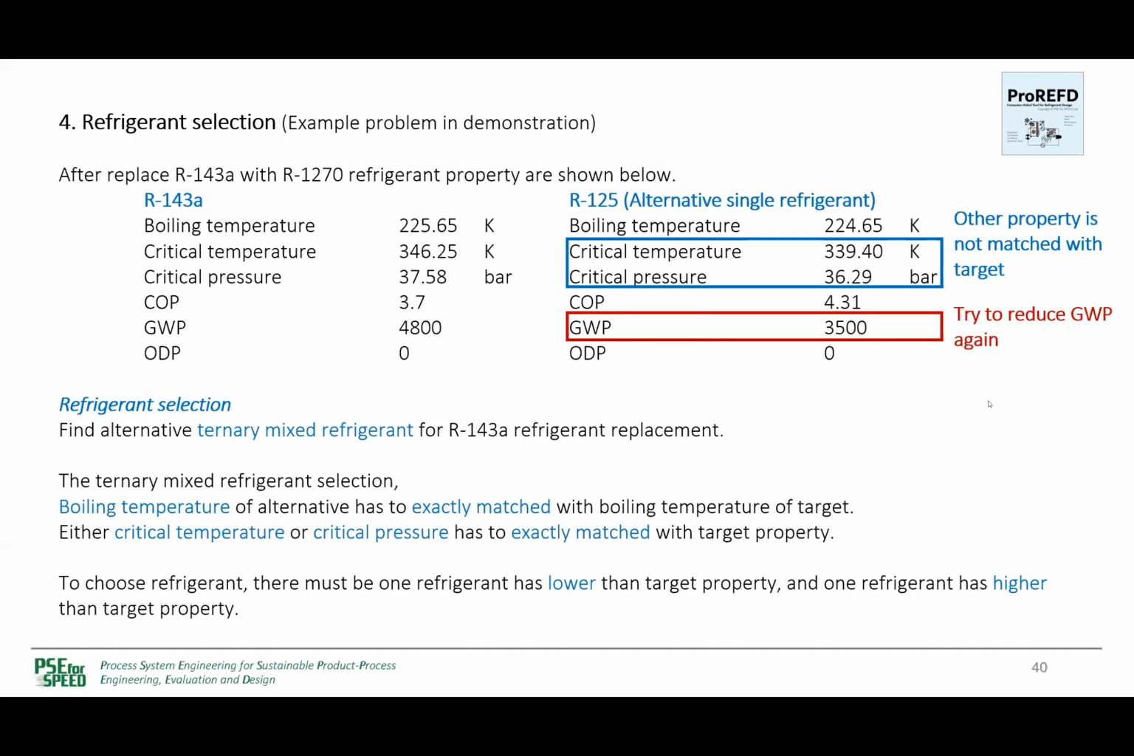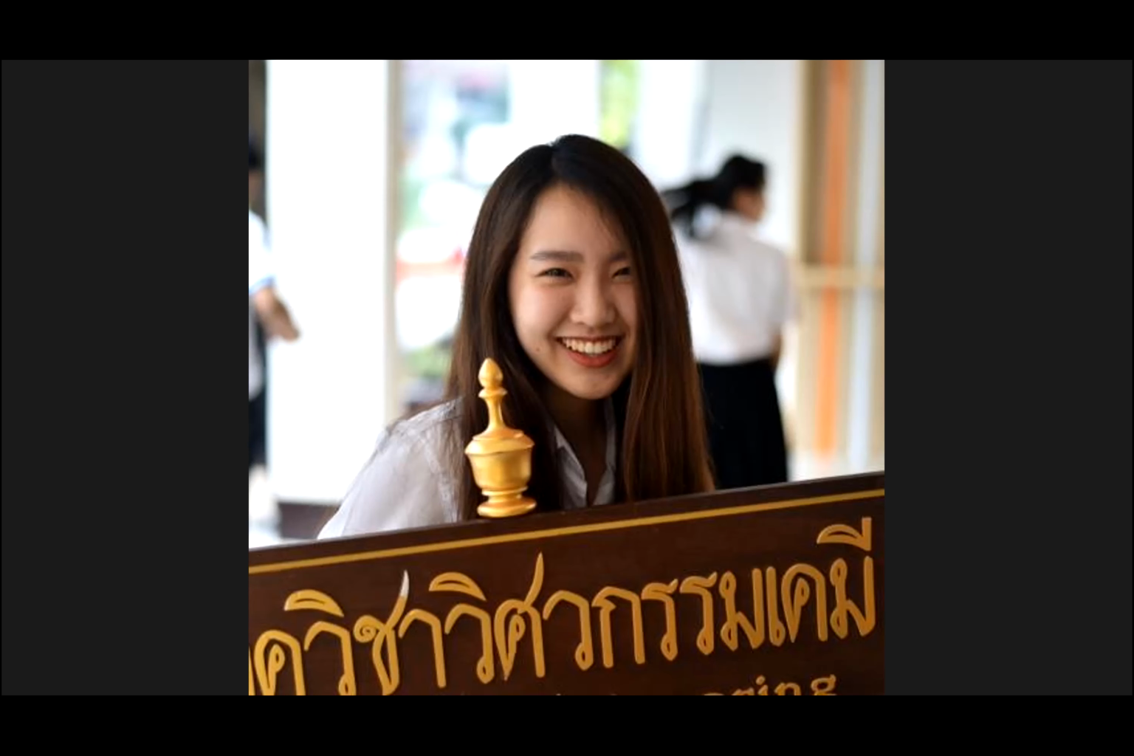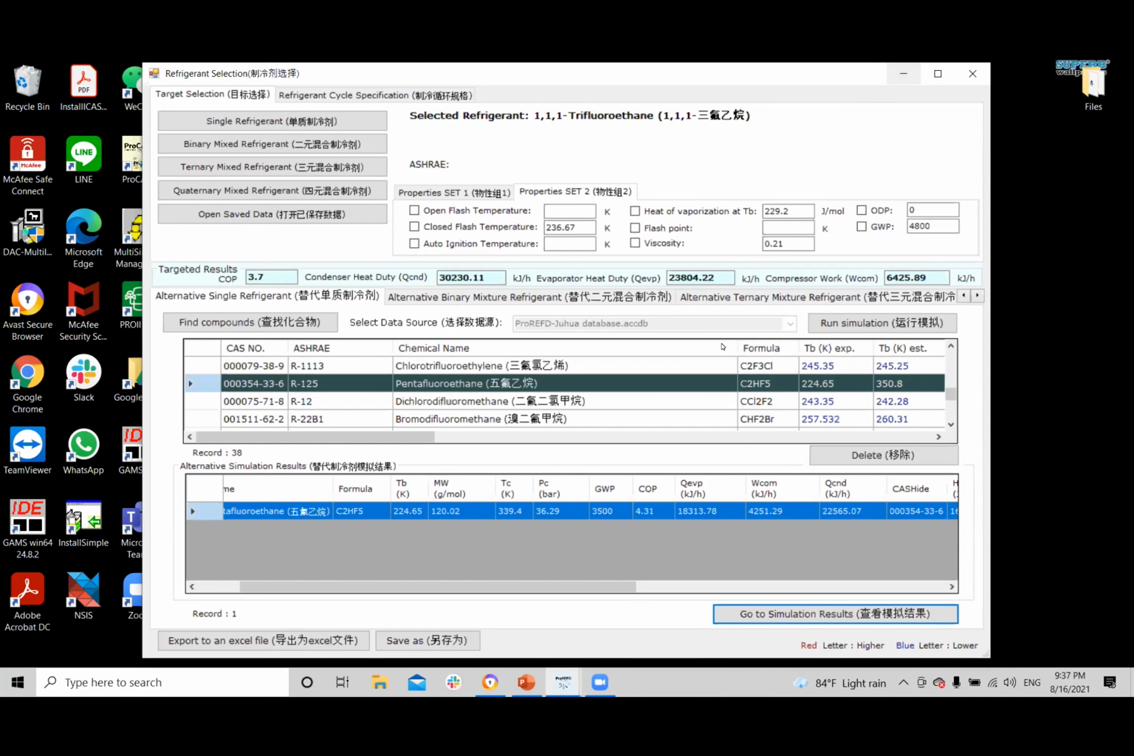Okay, now Siriporn is going to demonstrate how to find the alternative ternary mixed refrigerant. Here, the boiling temperature of alternatives should exactly match the target. Either critical temperature or critical pressure should exactly match the target property. Also, there must be one refrigerant with lower than target property and one refrigerant with higher than target property. Okay, the next question is to find alternative ternary mixture refrigerant.